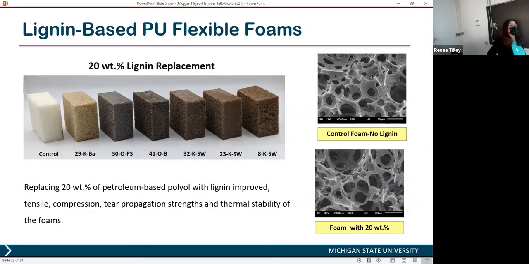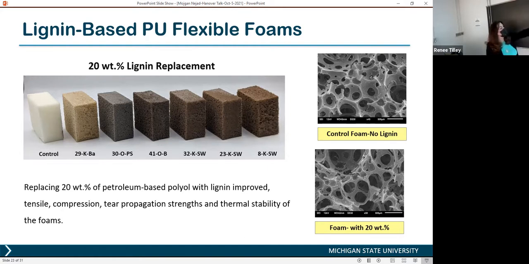In rigid foam application, we started with a project that was funded by Ford Motor Company in collaboration with Michigan Tech. Akash, one of my master's students that graduated last year, was working on this project. We started with the control foam. We tested 16 different lignins and replaced 20% of the petroleum-based polyol with solid lignin. For example, the bagasse lignin was light brown in color, and the peanut shell lignin is actually gray. The others, Kraft softwoods and others, range in different brown colors.